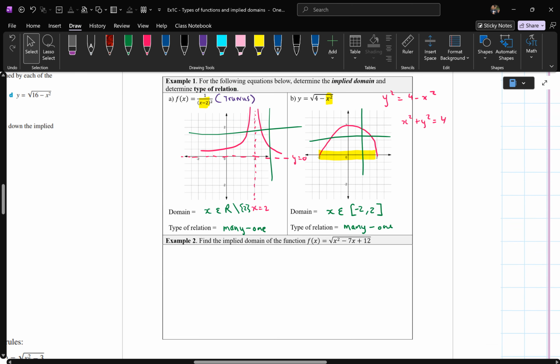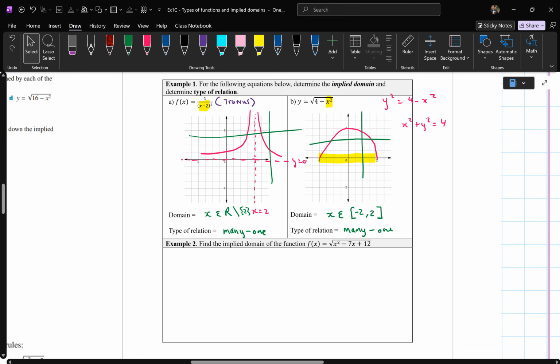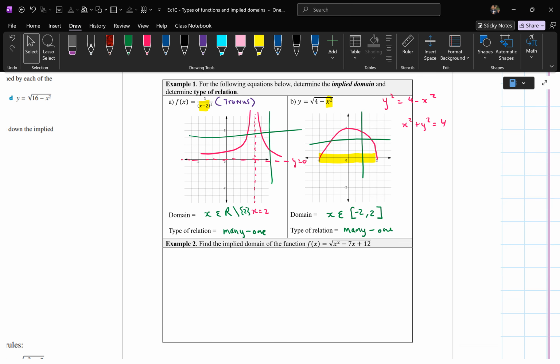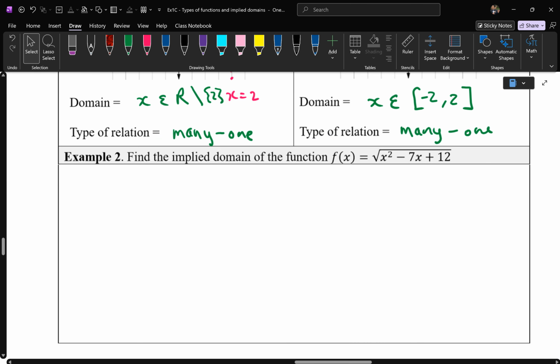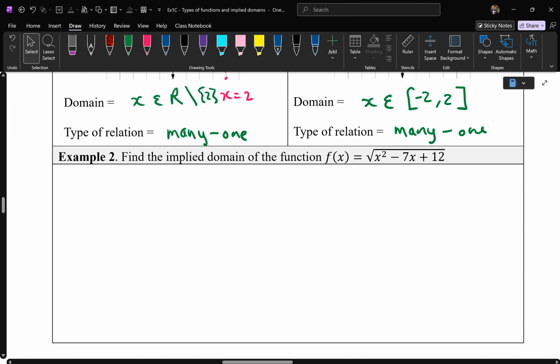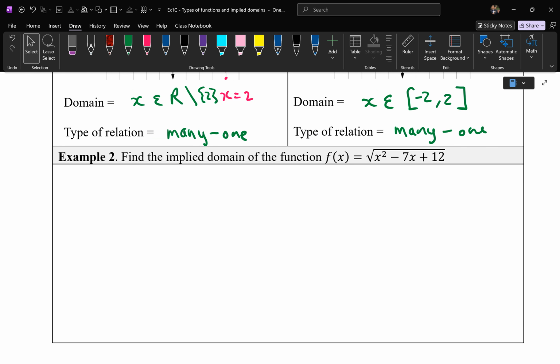Okay, now this last question, I'm going to pause the video. So that's 1C. That's the essence of 1C, and then I'm going to write the solutions, but I want you to have a go with this one. How do you find the implied domain? Because you also have to know how to read the equation. Sometimes you can't sketch the graph, but you can analyze an equation.